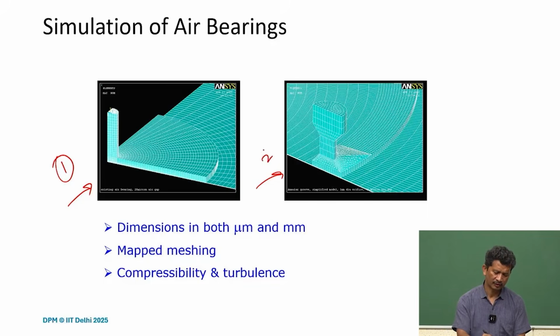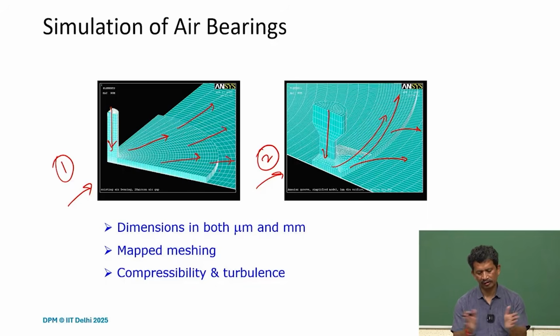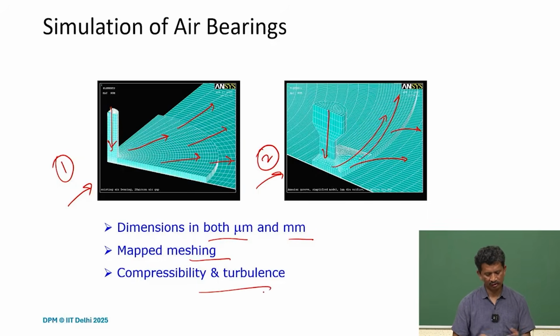In the second case, there is an annular groove all along, and with the supply pressure, the air is fed to this annular groove, and then of course it flows out from here. It is fed through, and then it radially flows out. So yeah, the dimensions here are in micron and millimeter, and we did map meshing, and compressibility and turbulence can be allowed.